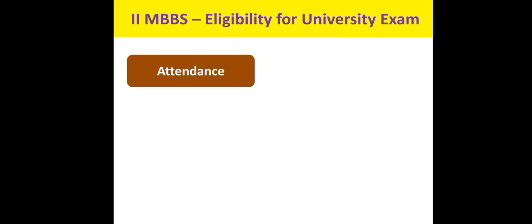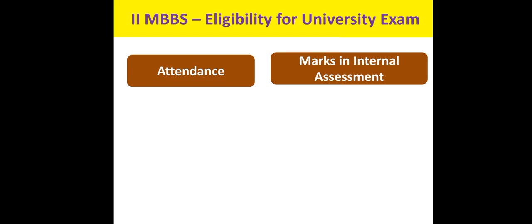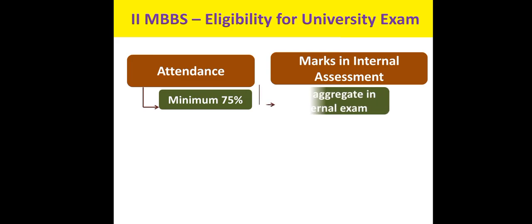Okay. Now the most important question that always comes to the students' minds is eligibility for the university examination. There are two eligibility criteria. One is attendance and the second is the marks in the internal assessment. A minimum of 75% attendance in theory as well as practical is a must to appear in the university examination. And as I told you, we calculate your final internal assessment score based on your two terminal examinations, one preliminary examination, and multiple formative assessments. So your aggregate score must be 50% to appear in the university examination.